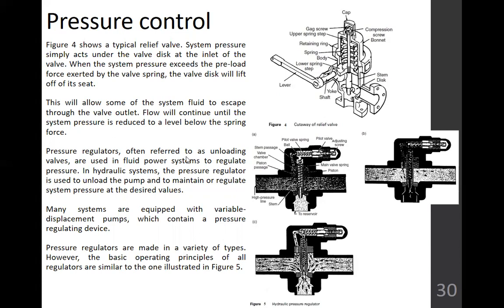So pressure regulators, ito naman, figure 5, often referred to as unloading valves, are used in fluid power systems to regulate pressure. In a hydraulic system, the pressure regulator is used to unload the pump and to maintain or regulate system pressure at a desired value. So many systems are equipped with a variable displacement pump which contains a pressure regulating device. Ito yung mga parts niya.